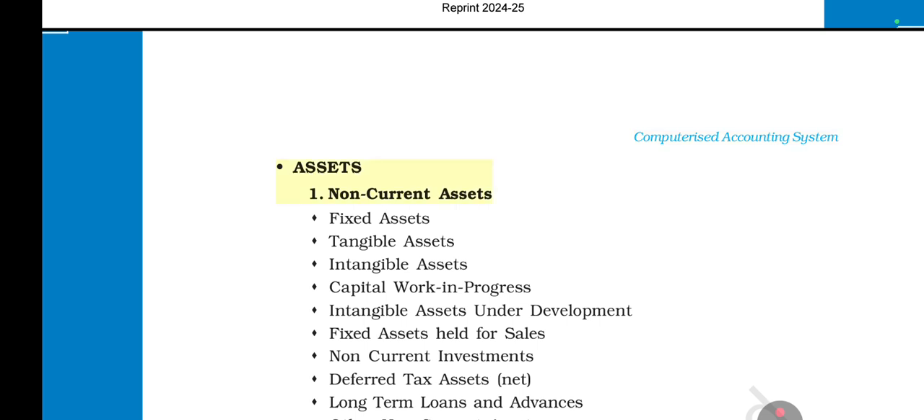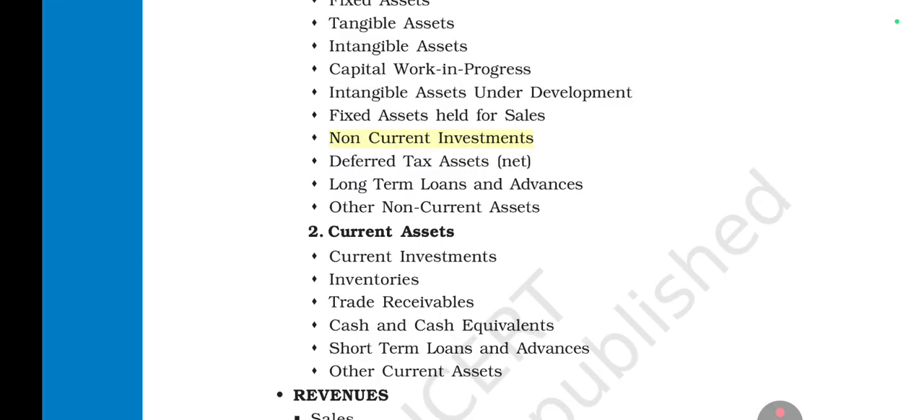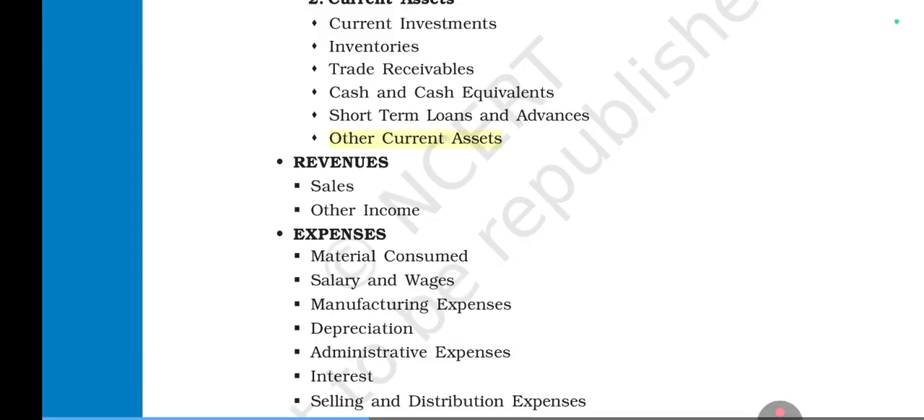Assets. 1. Non-current assets. Fixed assets: tangible assets, intangible assets, capital work in progress, intangible assets under development, fixed assets held for sale. Non-current investments. Deferred tax assets (net). Long-term loans and advances. Other non-current assets. 2. Current assets. Current investments. Inventories. Trade receivables. Cash and cash equivalents. Short-term loans and advances. Other current assets.